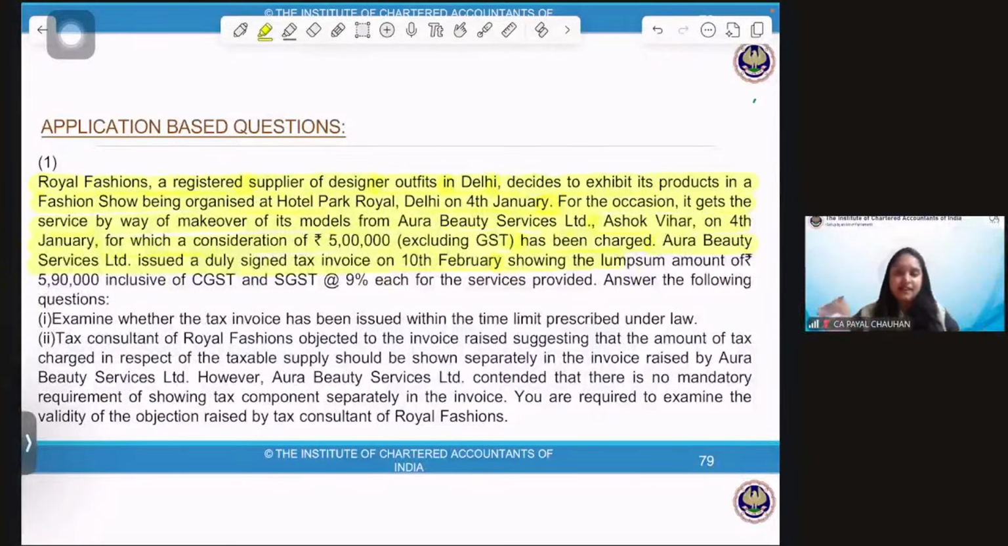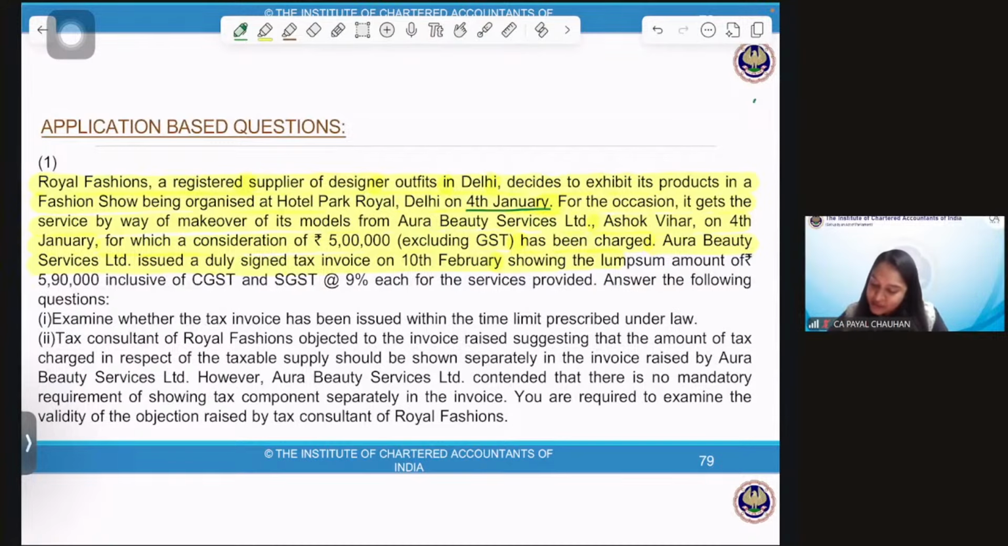I'm a maker of designer dresses. I have some kind of exhibition where the models will be wearing my outfits, and those models look beautiful. I have taken some beauty treatment, grooming services, and the service was taken on 4th of January. Now you tell me, in case of a service invoice, it has to be issued within 30 days or at the time of provision of the service.